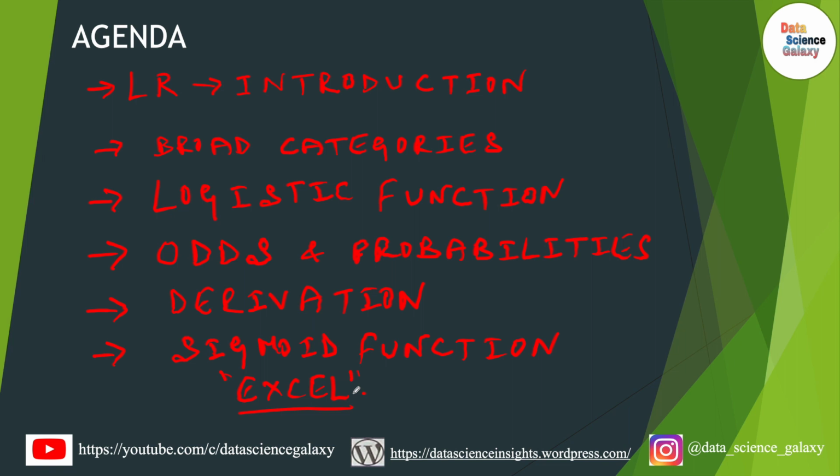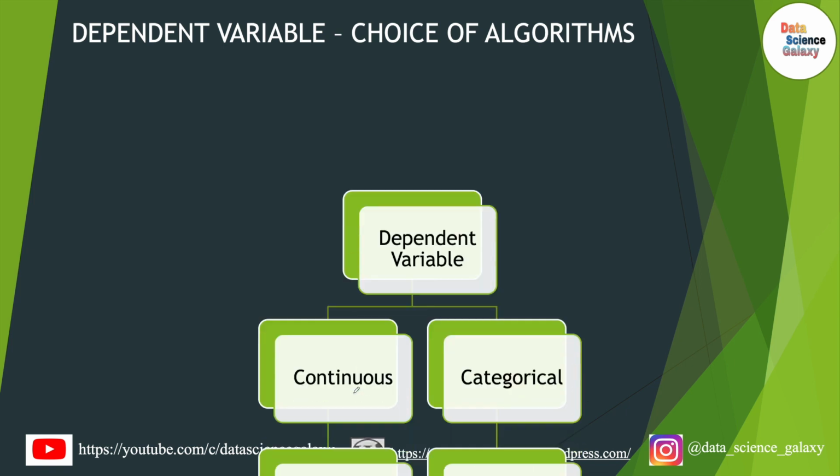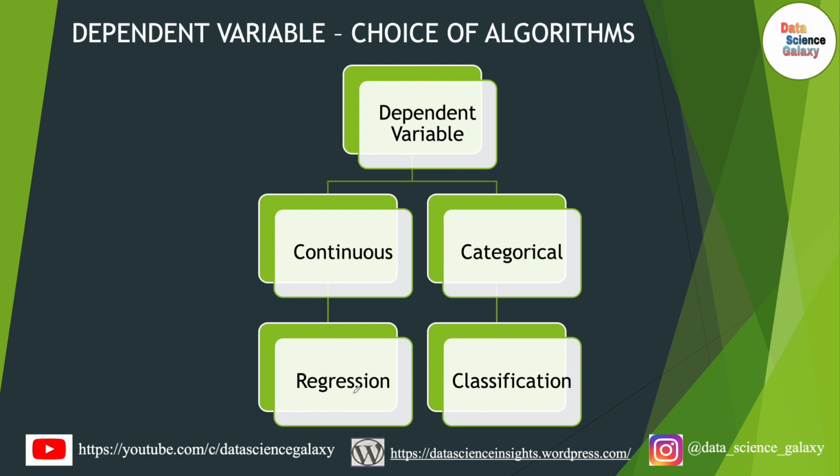Without much ado, let's get going with the first slide that I've got for you, where I've called it dependent variable choice of algorithms. What I'm talking about basically here is, let me just bring up this content here. If you look at the nature of the data from the perspective of dependent variable, broadly you can think of them to be dependent variable can be continuous and dependent variable can be categorical.